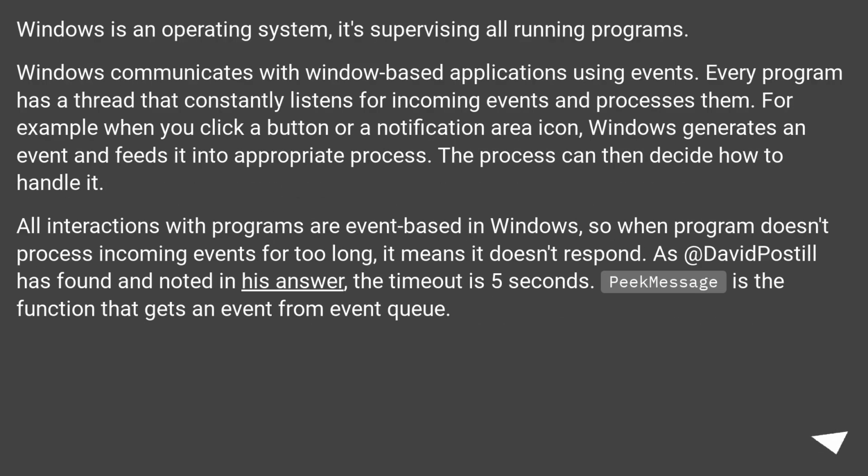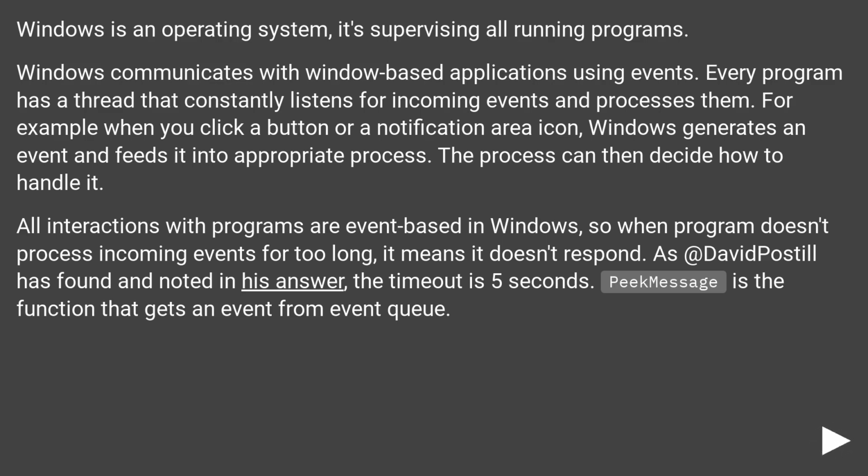Windows is an operating system, it's supervising all running programs. Windows communicates with window-based applications using events. Every program has a thread that constantly listens for incoming events and processes them. For example, when you click a button or a notification area icon, Windows generates an event and feeds it into the appropriate process. The process can then decide how to handle it.